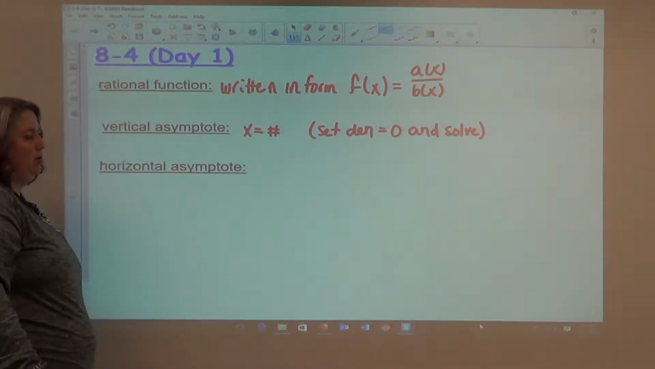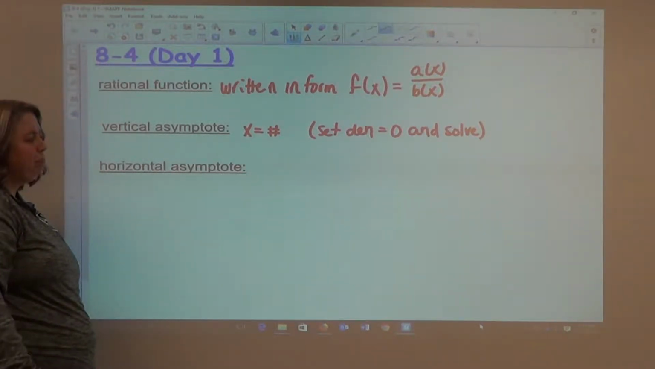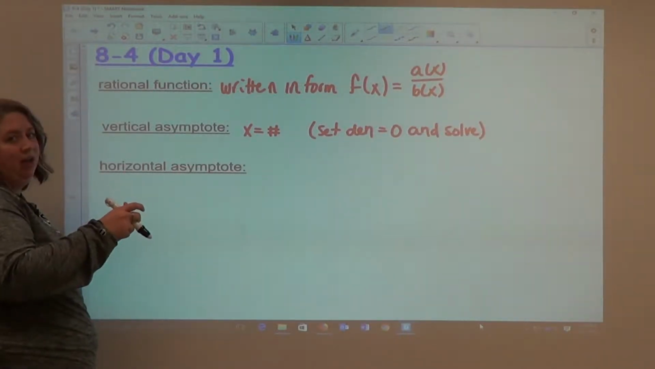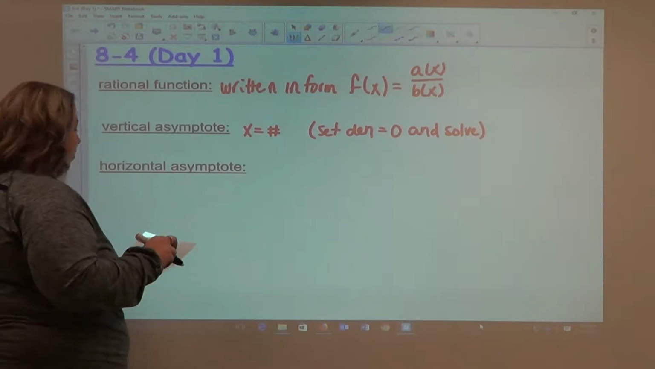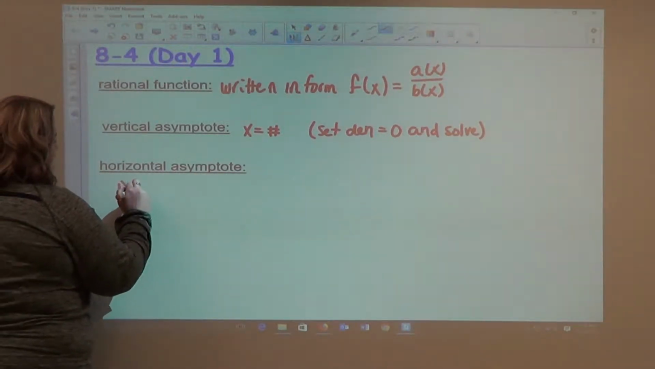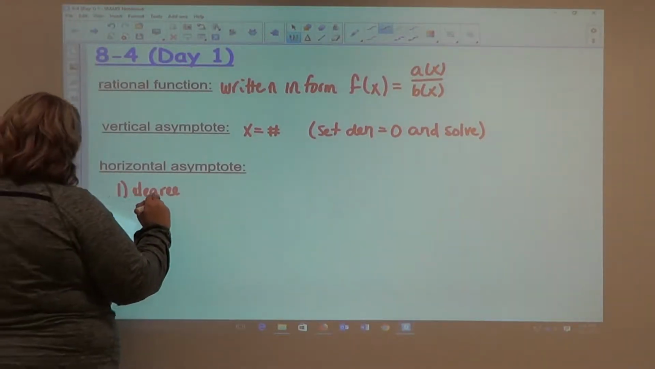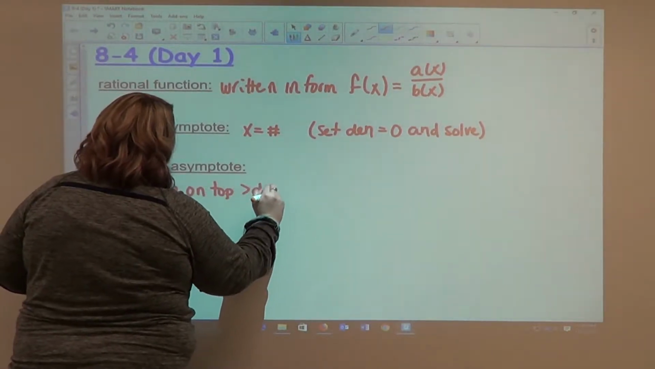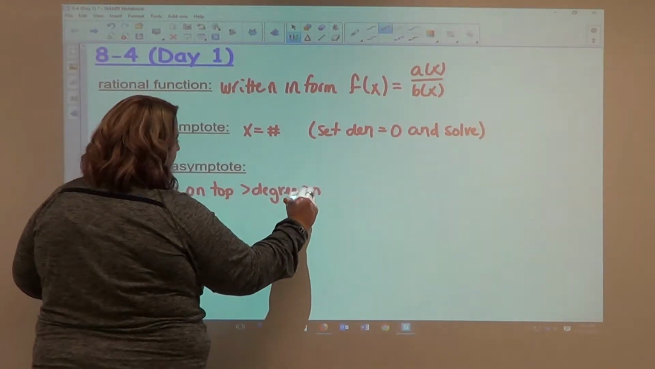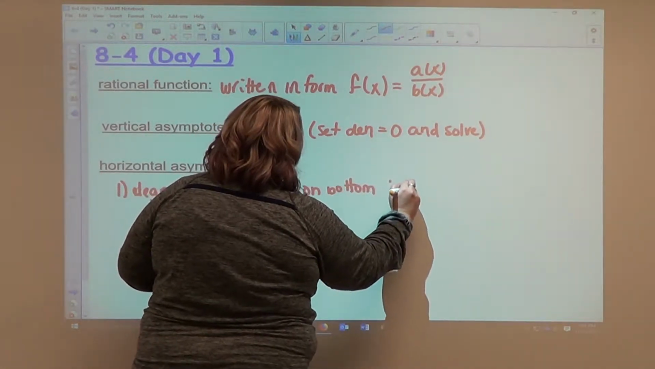Okay, then horizontal asymptote. This one's quite a bit different than when we did the reciprocals. Because if you only had a variable in the denominator, you paid attention to what was on the outside. Well, now when you have variables in the top and the bottom, you have to look at the rules. So you have 3 rules. The first rule, if the degree, so the degree is your highest exponent, if the degree on top is greater than the degree on bottom, then there's no horizontal asymptote.